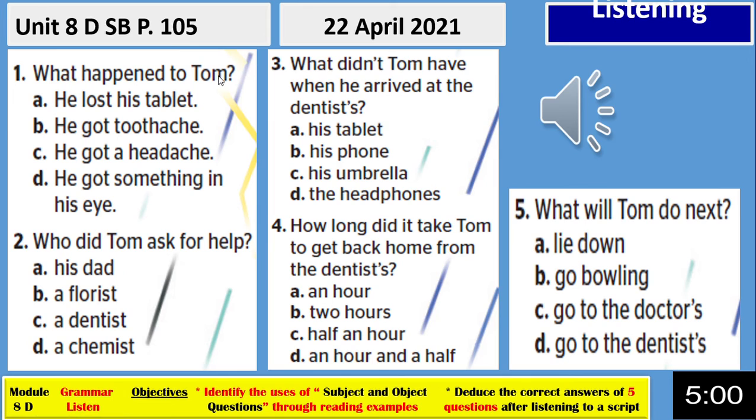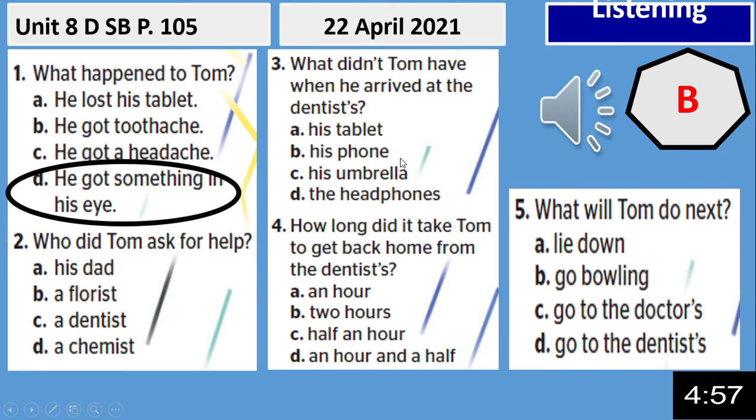Okay, let's now see the answers. For number 1, what happened to Tom? Who can tell? Yeah, excellent. The answer was B: he got something in his eye. Number 2, when did Tom ask for help? Flawless, thank you. Number 3, what did Tom have when he arrived at the dentist's?